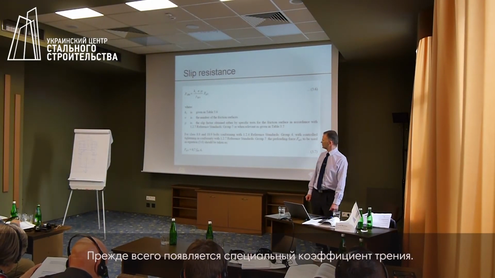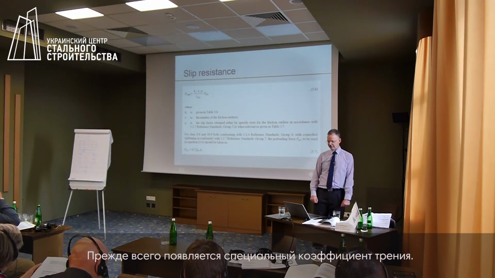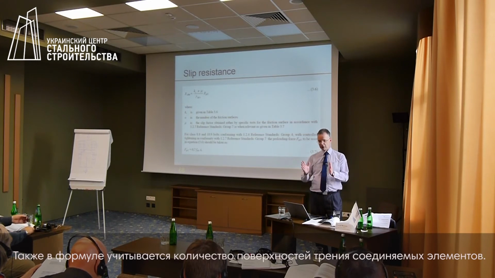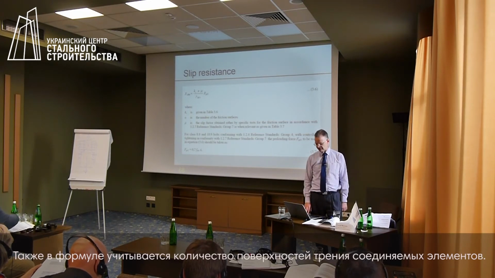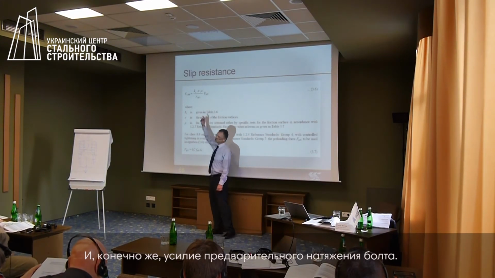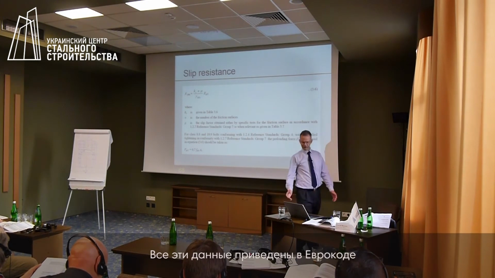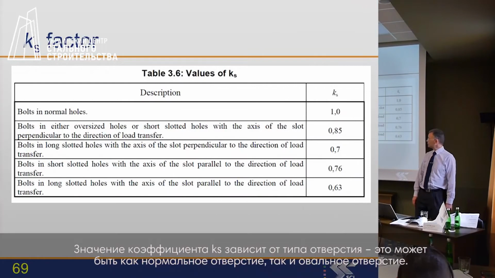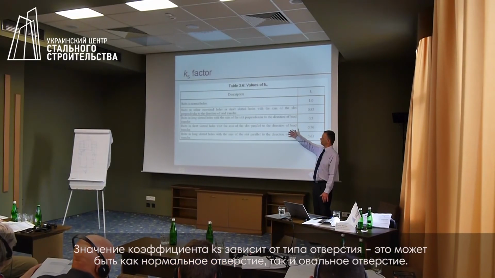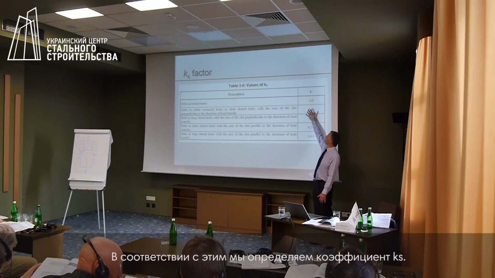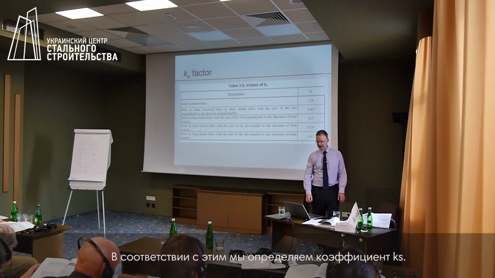There is a factor, first of all, which is to do with the slip coefficient. There is a factor which concerns the number of surfaces which are being joined together. And the final term here is the preload in the bolt. And all these things are given to us in the Eurocode. So the KS factor depends on the type of hole. So is it an ordinary hole or is it a slotted hole? And we immediately read the KS factor.